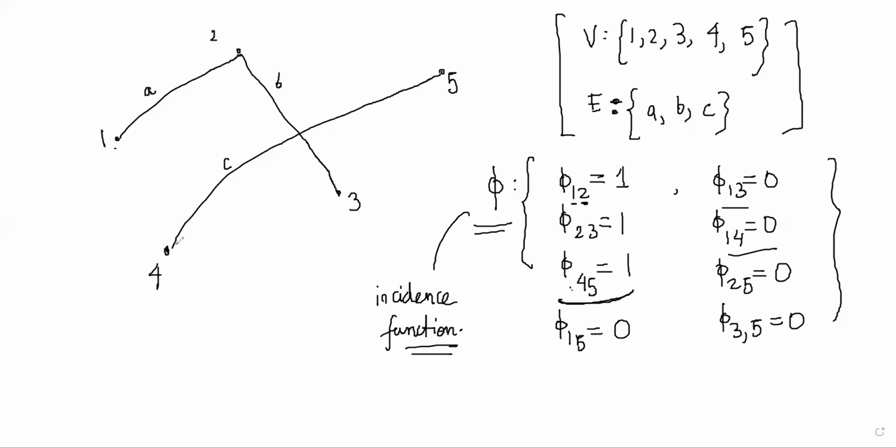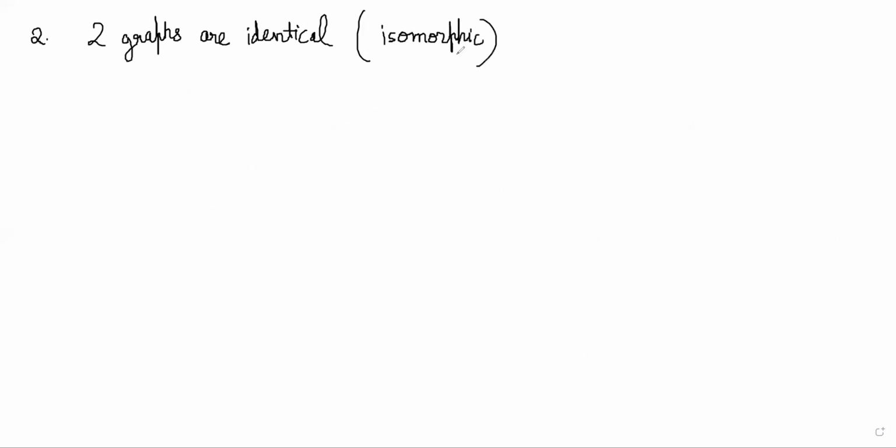Now let's move on to the second idea here. When can we say that two graphs are identical, or technically, isomorphic? Two graphs are identical or isomorphic if there is a bijection. What is a bijection? A bijection is a 1-1 onto function.